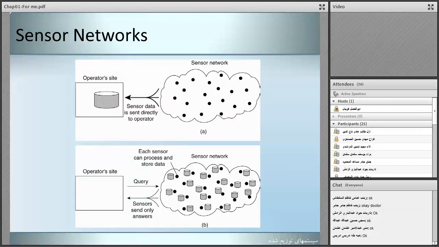I talked about organizing sensor networks. I said that we can organize our sensor networks in two main ways. The first way is that our sensors are responsible only to send data. The duty of the sensors is sending and transferring data to the server. Okay.